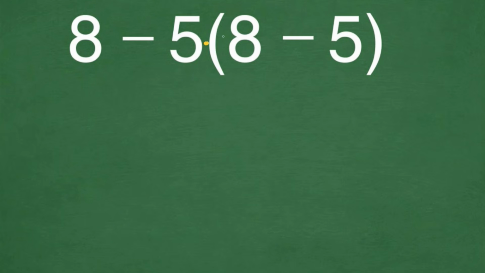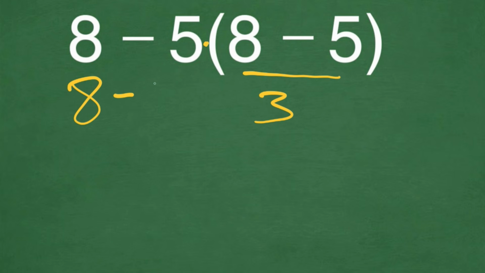So for those of you who don't know, if a number is next to parentheses, that means multiplication, right? So the first thing to solve is parentheses. Of course, we have to solve the problem inside the parentheses, 8 minus 5. And that gives us 3. And the problem becomes 8 minus 5 times 3, because if a number is placed next to parentheses, that means multiplication. So 5 is going to be multiplied by the difference of 8 and 5.